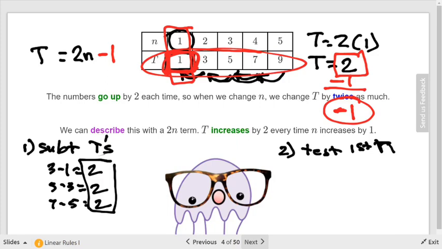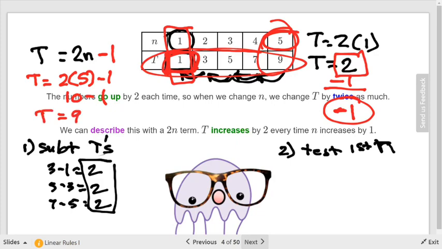So let's test this on one of them. So let's test it on 5 and 9. So t equals 2 times, it's the fifth number, right? So 2 times 5 minus 1, which gives me 10 minus 1 when I multiply that out. And what is 10 minus 1? 9. Is that what I wanted? Yes. You bet it is, right? When n is 5, I wanted t to turn out to be 9. And it did. Okay?